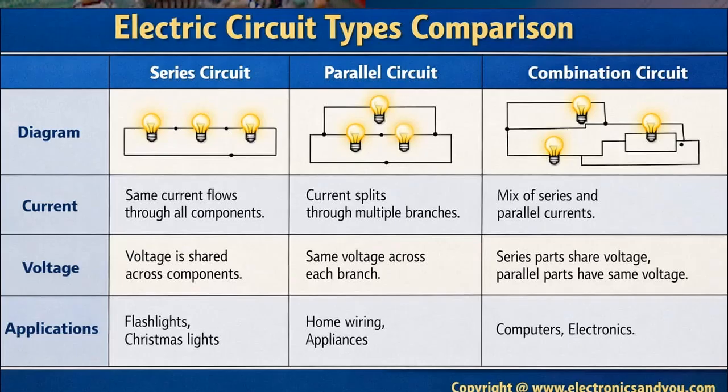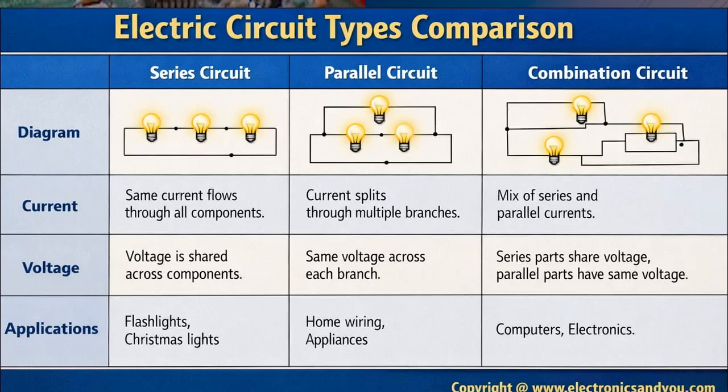These are the comparison. We have diagrams for series circuit. Current flowing through the series circuit is constant. Same current flows through all components. Voltage in a series circuit is shared across the components. So if you have 3 lights up there, the voltage is not equally divided, but it divides according to the value of the resistance or the load capacity of the 3 lights in there. So voltage is divided. Application, flashlights, Christmas lights, and all this, they are all series circuits.